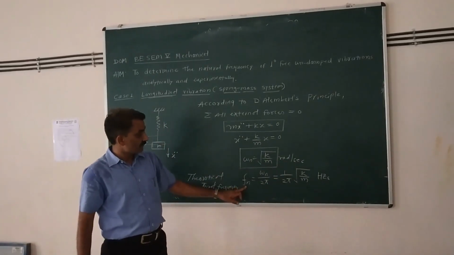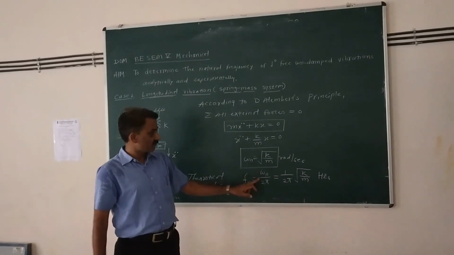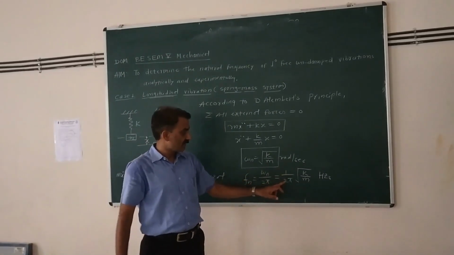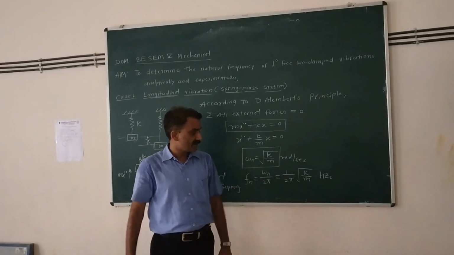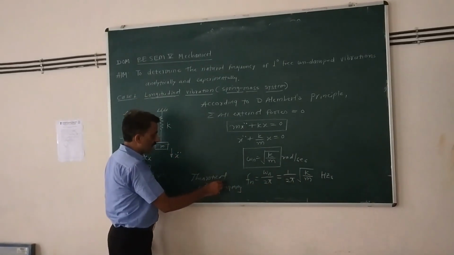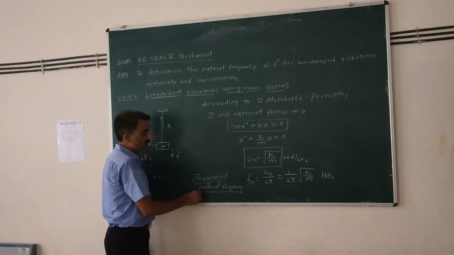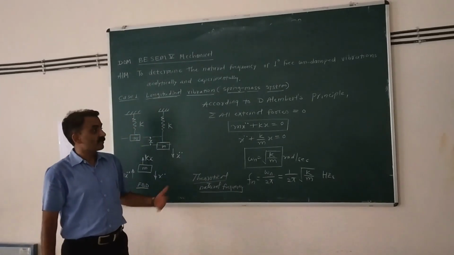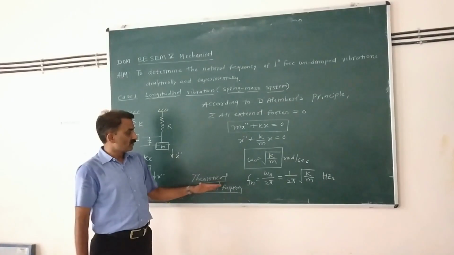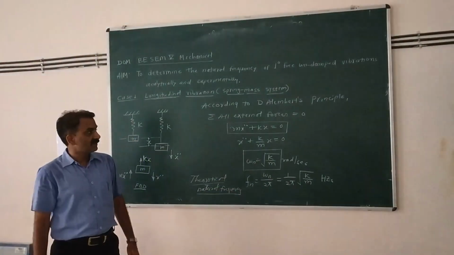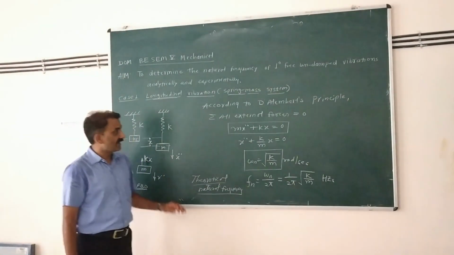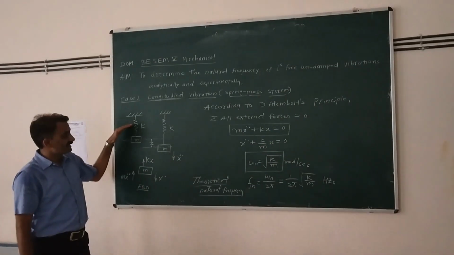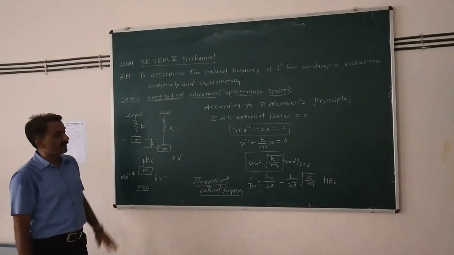We calculate that frequency in hertz as omega n upon 2 pi, which is given by 1 upon 2 pi times the root of k upon m hertz. So this is the way to calculate the theoretical frequency of the given system. Now we will calculate the experimental value of this frequency and verify that. Before that, we will find out the stiffness of the given spring.